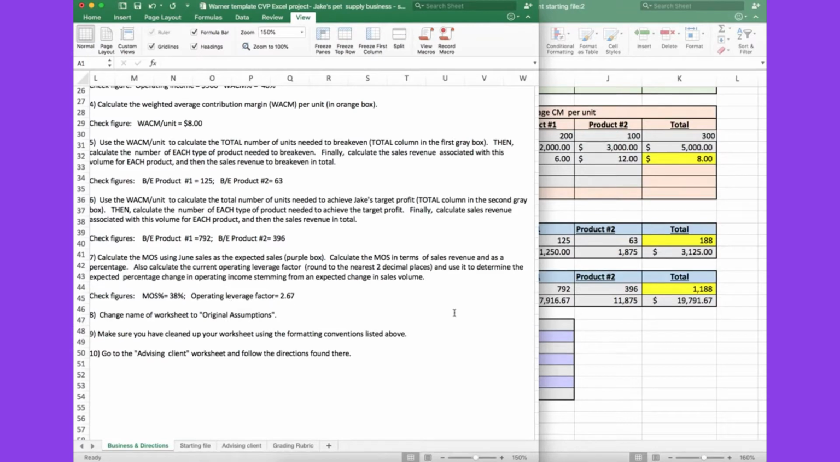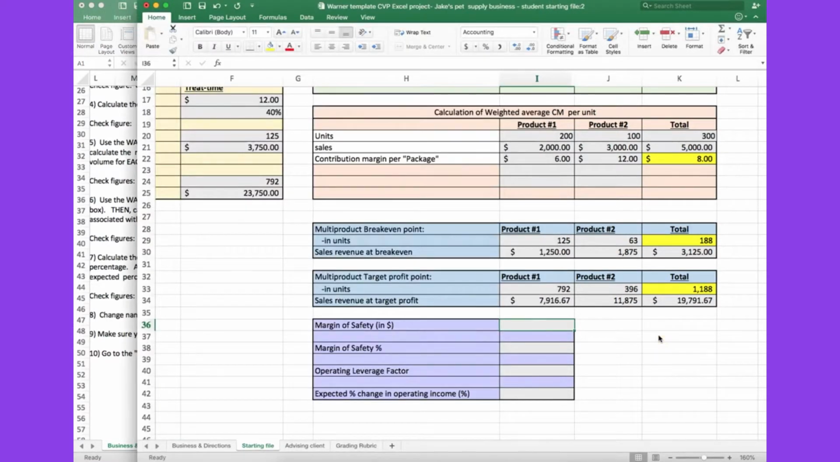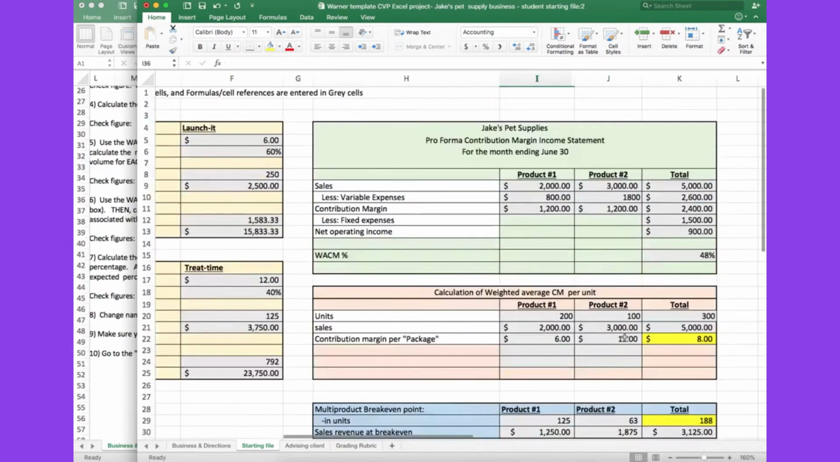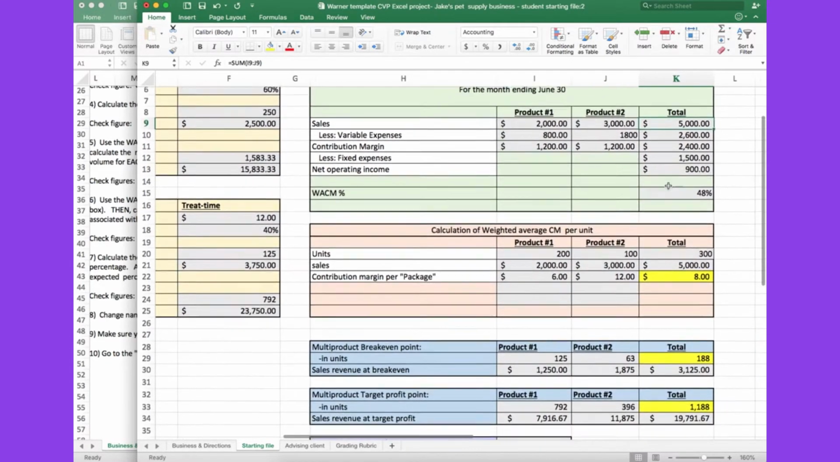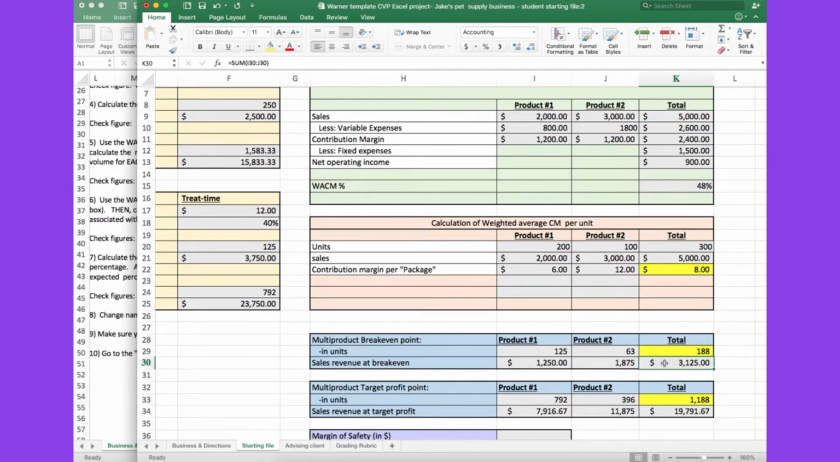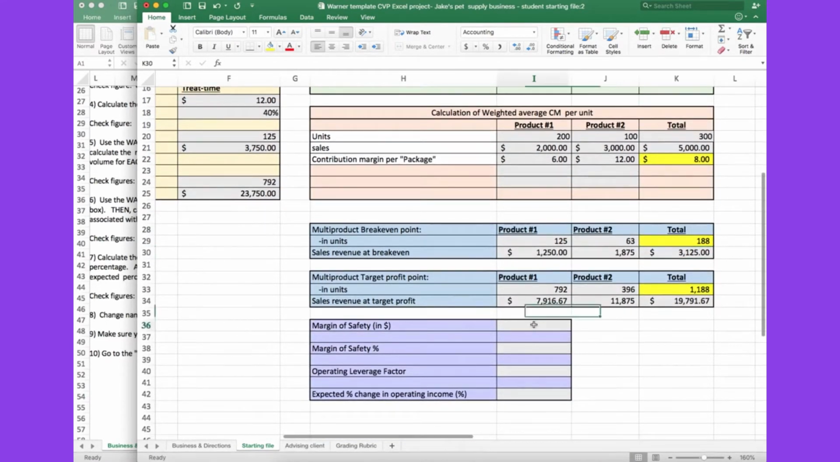So let's talk about margin of safety first. Margin of safety is a really simple concept to get your head around. If you're planning a certain level of sales, which we are, we are planning on selling 200 of our product one and 100 of our product two. That means that we're expecting to sell $5,000 worth of product, and we know that our break-even point is $3,125.